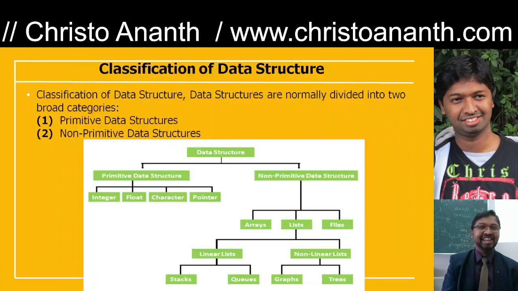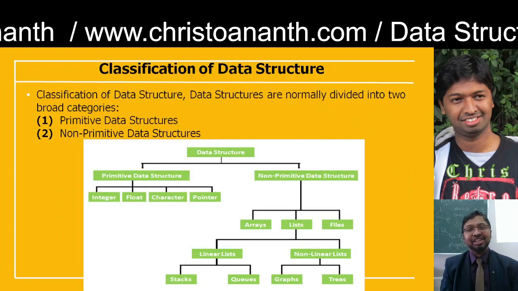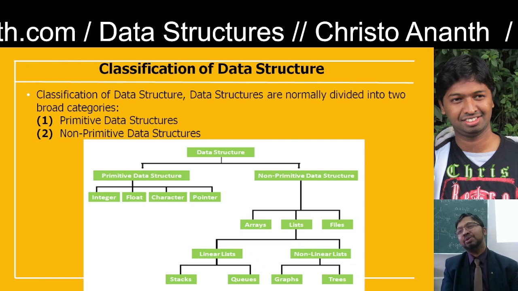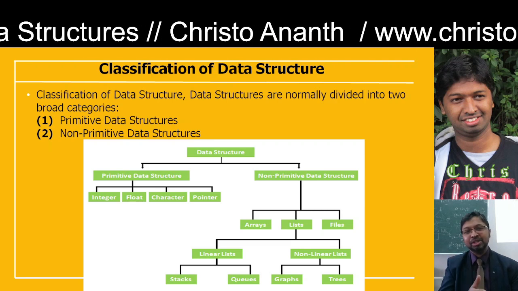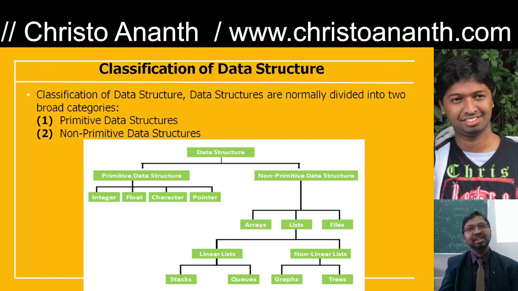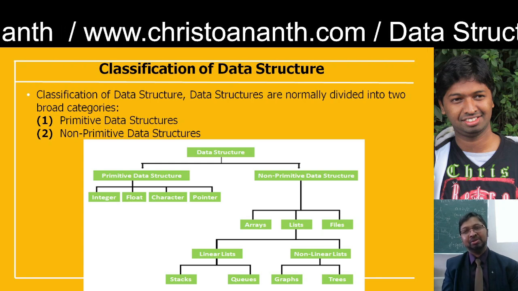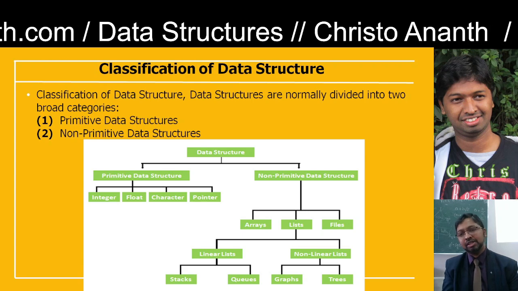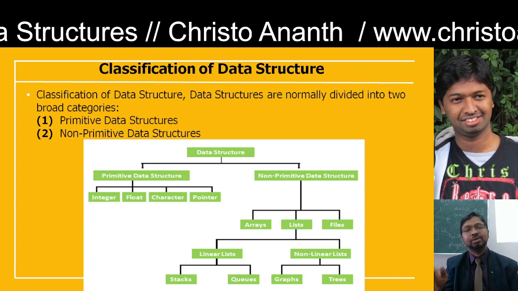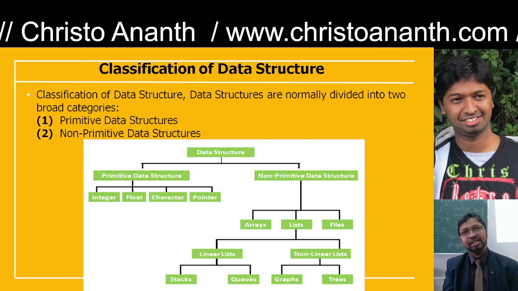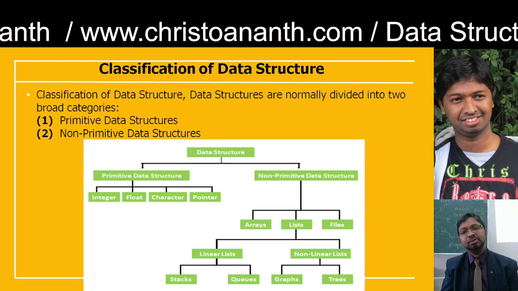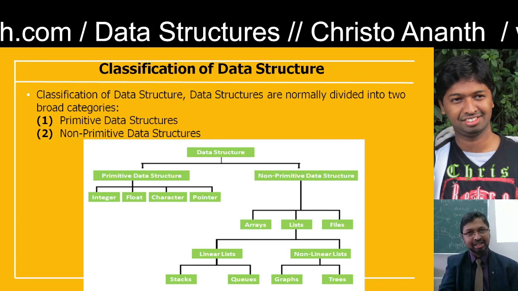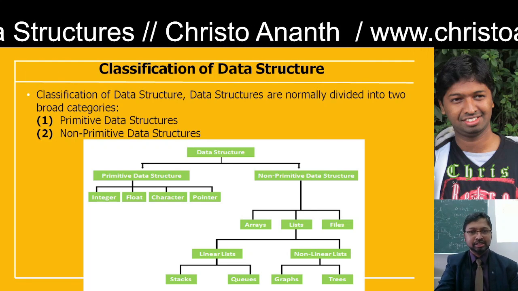So this is the classification of data structures. Normally, we classify them into two types: primitive data structure and non-primitive data structure. In the primitive, we have integer, float, character, pointer. In non-primitive data structures, we have arrays, lists, and files. In lists we have two types: linear list and non-linear list. In the linear list we have stack and queue. Non-linear list is nothing but graphs and trees. This is the classification of data structures.